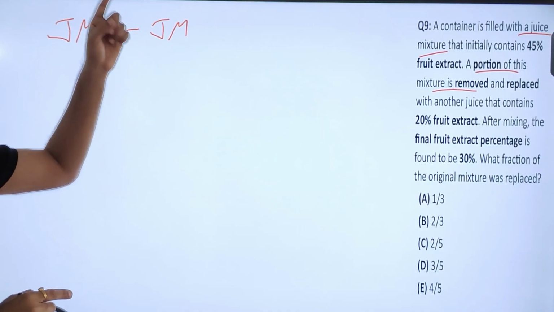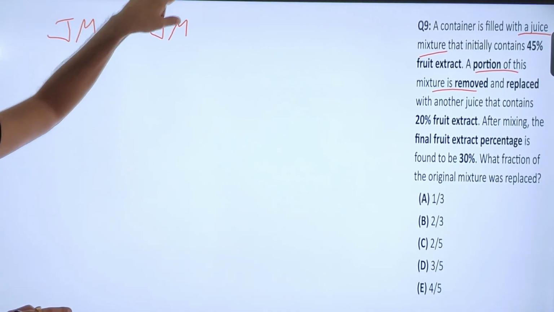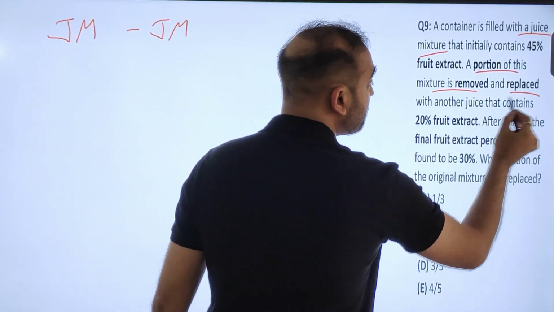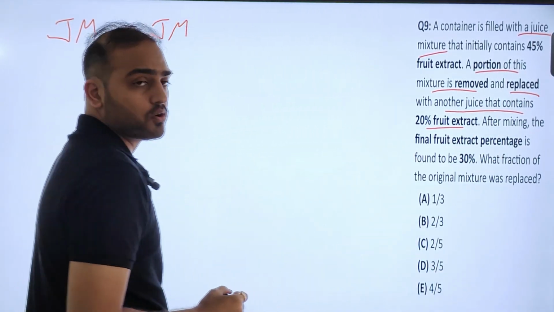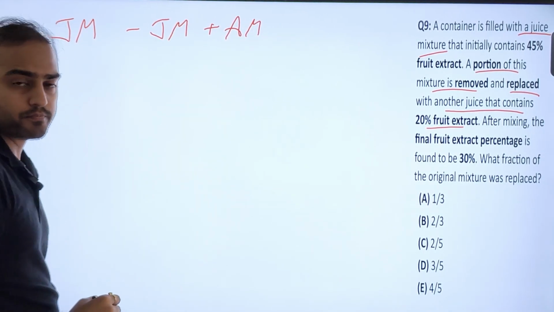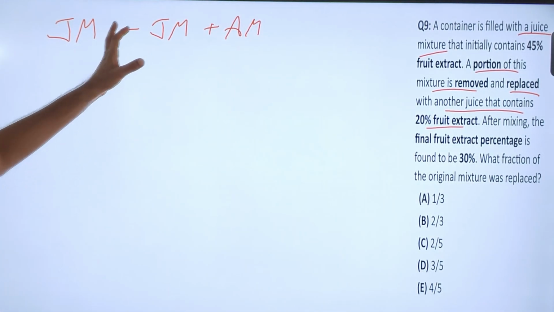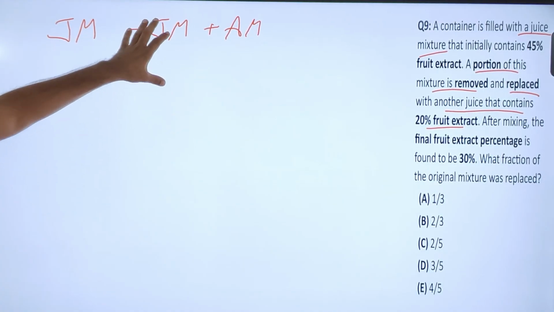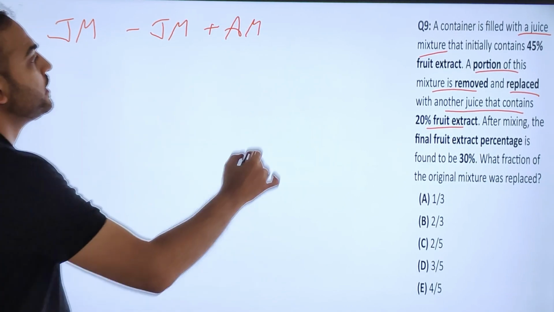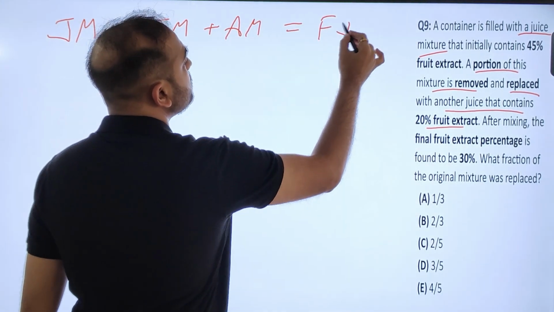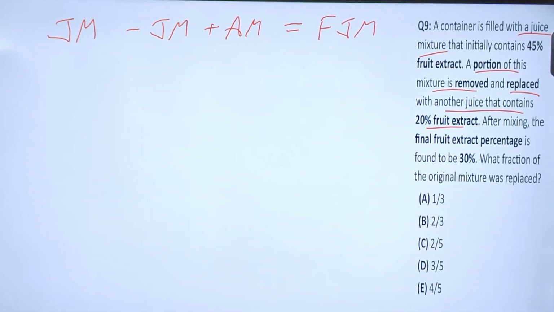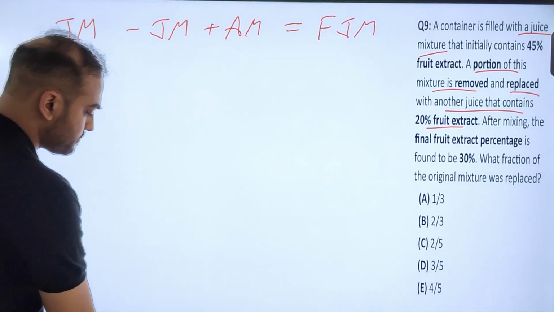Removed means subtraction. We have done a question before this for evaporation. Same thing here, subtraction. And it is replaced with another juice mixture. Replace means whatever quantity I am taking out, I am replacing it with the same quantity. This gives me my final juice mixture.